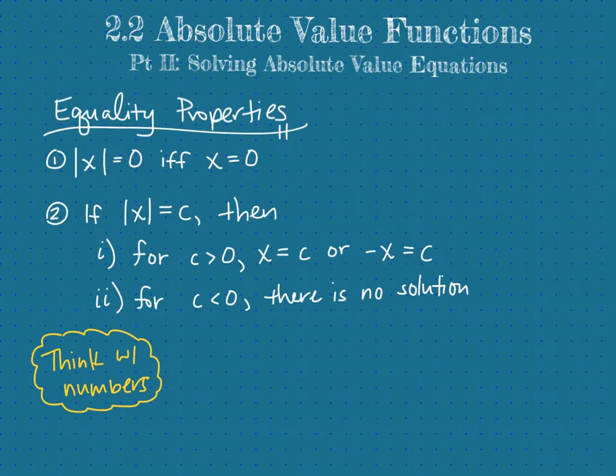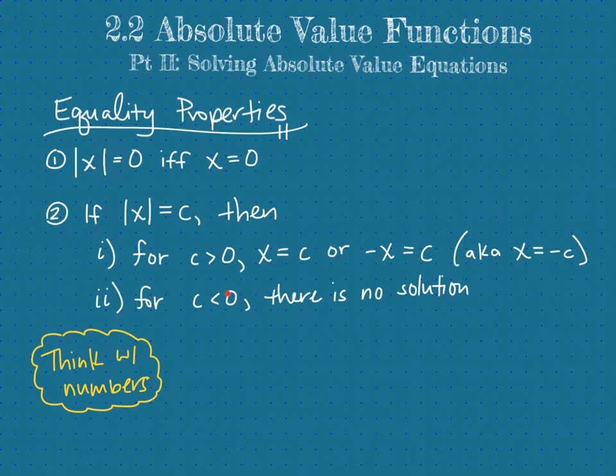The second one's a little more complex. It splits up if the absolute value of x is anything other than 0, basically if it's c. Then we have two options. Either c is a positive number or c is a negative number. And if c is positive, then either what's inside here, x, was c, or negative x equals c. Now we can look at this as x equals c or x equals negative c if we were to divide both sides by -1. So we'll write aka x equals negative c. That is just an alternate way of writing negative x equals c. We can also write it like this.